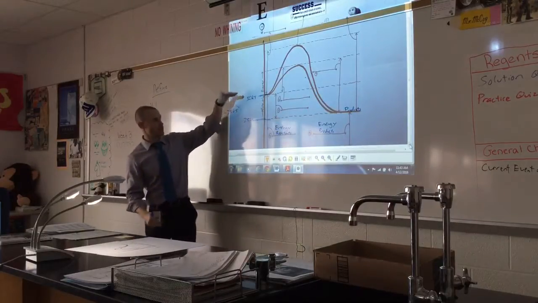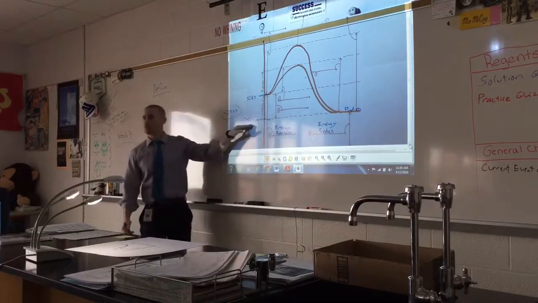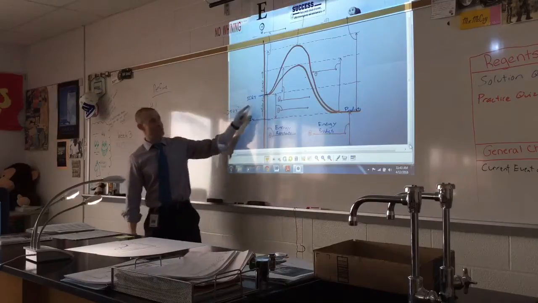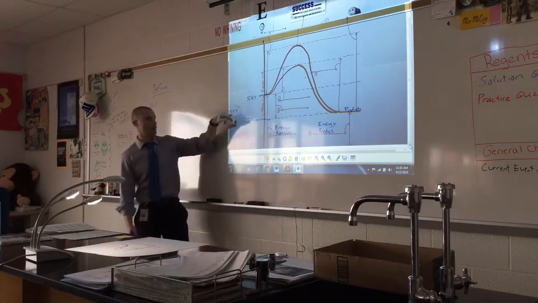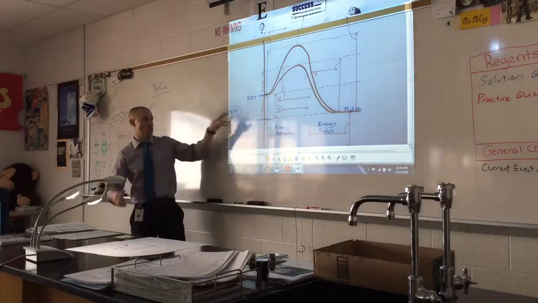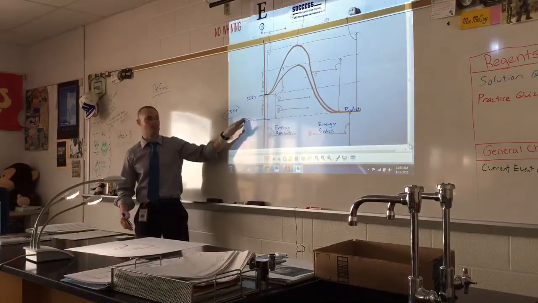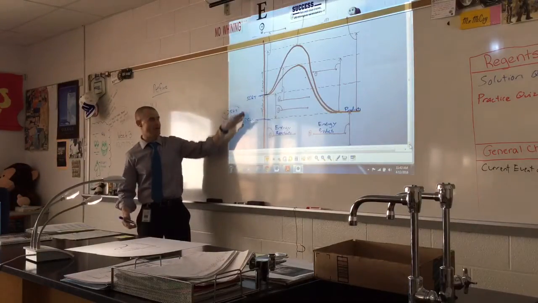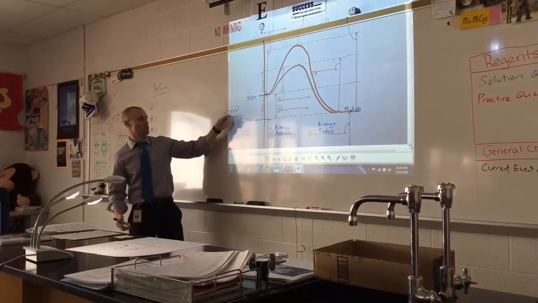If the reactants have 50 kilojoules and the products have 25 kilojoules, then as this progresses, it releases 25. But we say it's negative because it dropped. It went in the negative there. It lost 25.